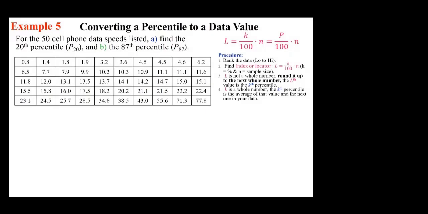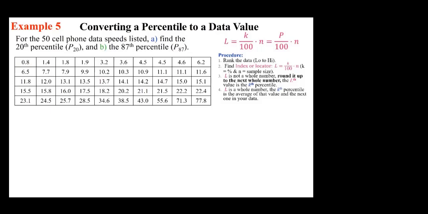So here's the procedure. You want to rank the data. It is ranked already. We want to find the index or locator. They call it locator or they call it index. L, which is K over 100 times N. K is the percentage, or P, K or P, whatever you want to call it. And N is the sample size. I don't want to get hooked up with those variables because depending on the text, they use different variables.